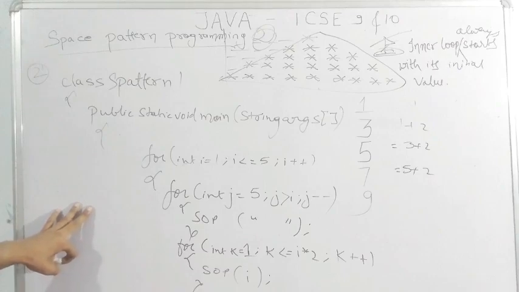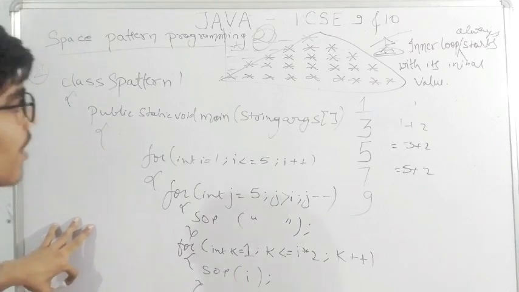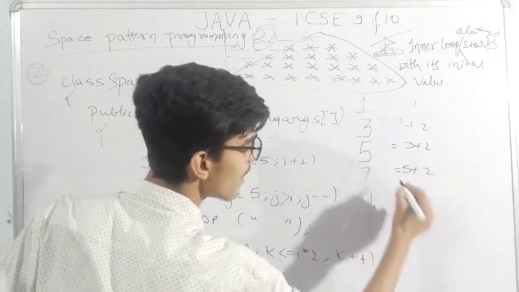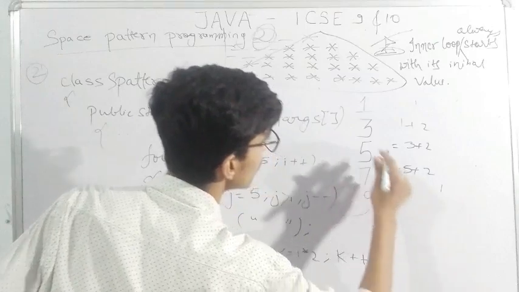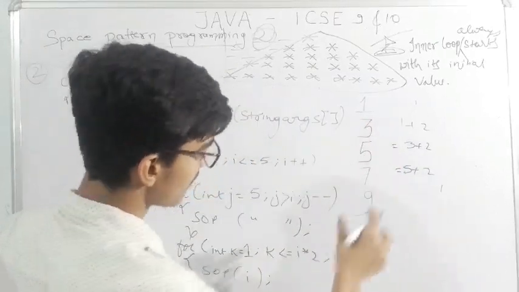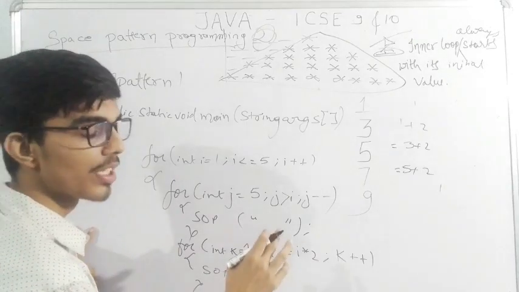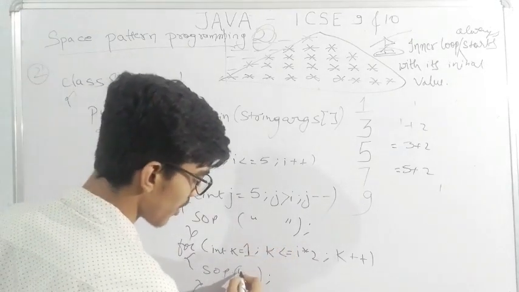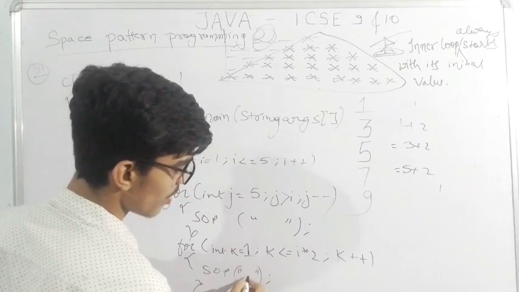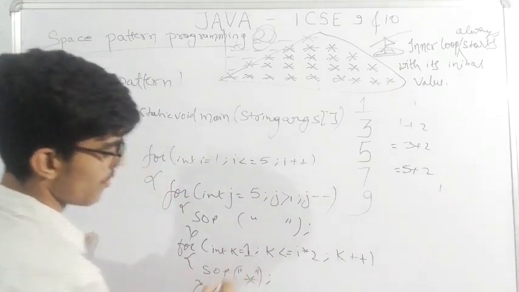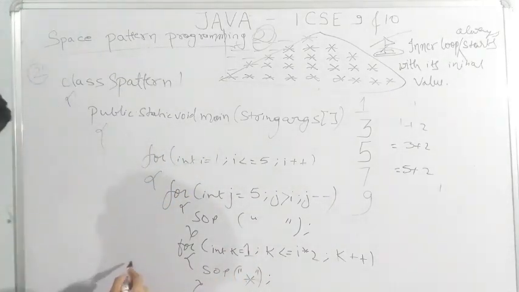So now we have to print. We don't need this number. If we needed these numbers, then we would print I. Because we don't need the number, we need the asterisk symbol. So for this, inside double quotes we'll print one asterisk and we'll close all the braces. So this is the program.